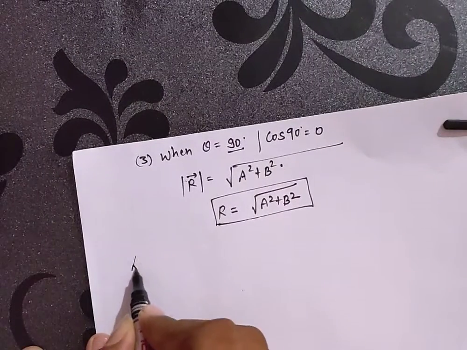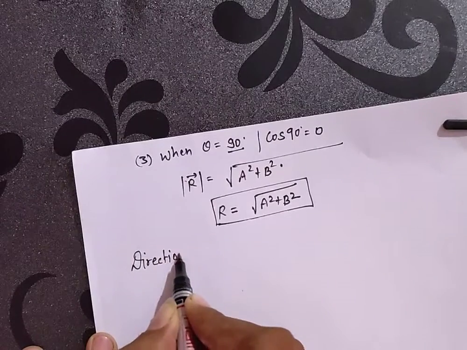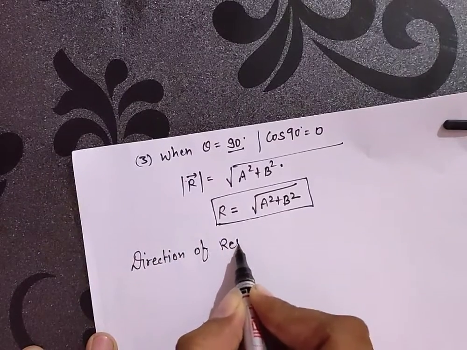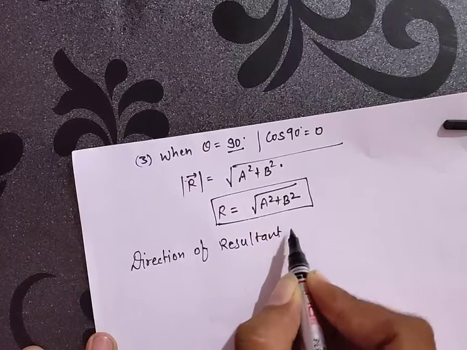Now let's find out the direction of the resultant vector.